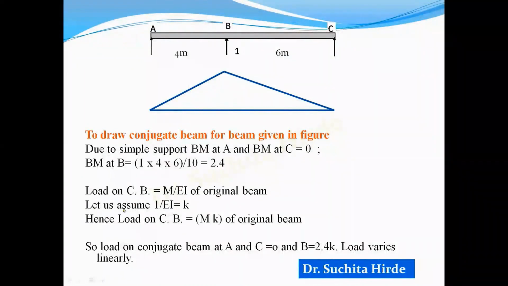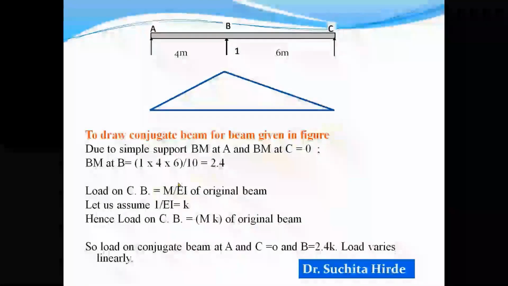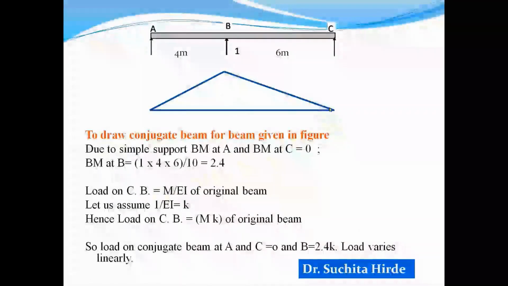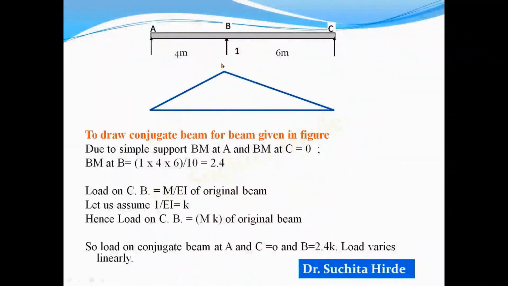So let us assume 1 upon EI is equal to K. Therefore, the load on the conjugate beam is equal to M into K of the original beam. So here the ordinate will be 0, here it is 0, and this ordinate will be 2.4 K. And this load varies linearly.